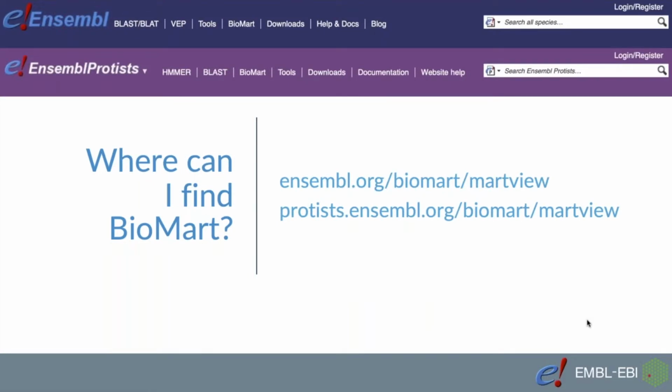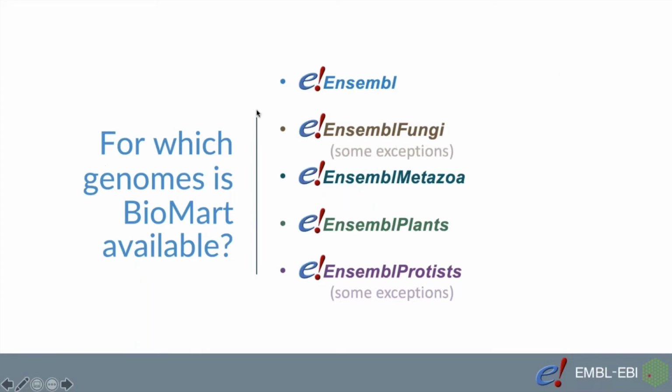You can find BioMart in the navigation bar at the top of the page in both Ensembl and Ensembl Genomes. This bar is blue in Ensembl and it's colored depending on the division in Ensembl Genomes. BioMart is available for all vertebrates in Ensembl and most of the non-vertebrates in Ensembl Genomes, except bacteria, as there are simply too many of them. However, it might be possible in our new website, Ensembl 2020.